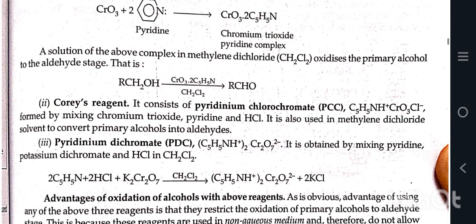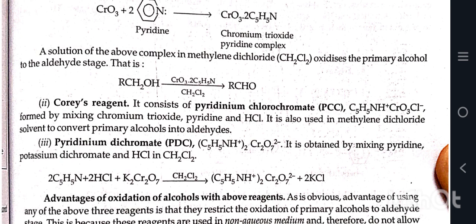A solution of the above complex in methylene dichloride CH2Cl2 oxidizes primary alcohol to the aldehyde stage. This is RCH2OH in presence of CrO3(C5H5N)2, CH2Cl2 gives RCHO. Second, Corey's reagent. It consists of pyridinium chlorochromate, PCC, C5H5NH+ CrO3Cl-, formed by mixing chromium trioxide, pyridine and HCl.